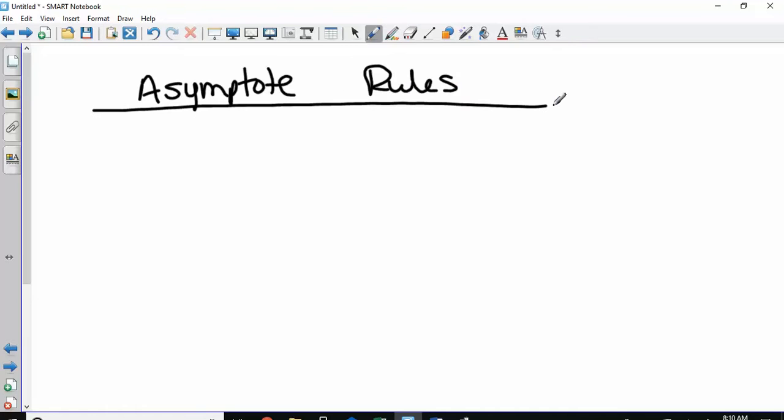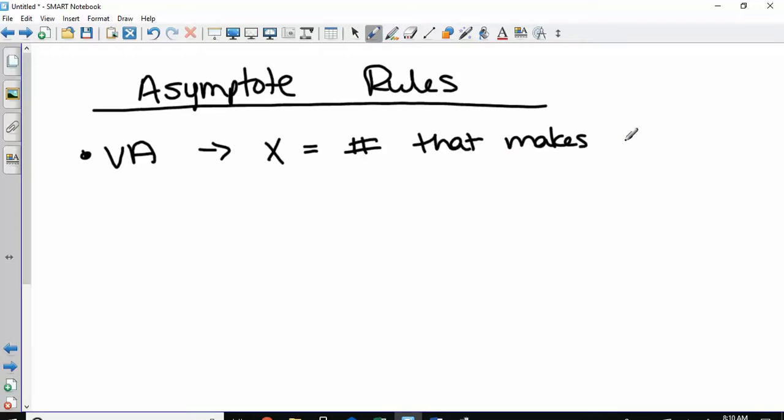So asymptote rules. Vertical asymptote is always x equals the number that makes the denominator equal 0. Okay, you can have more than one of those. So that's why we always would start by factoring the denominator, and then you can set each of those equal to 0.